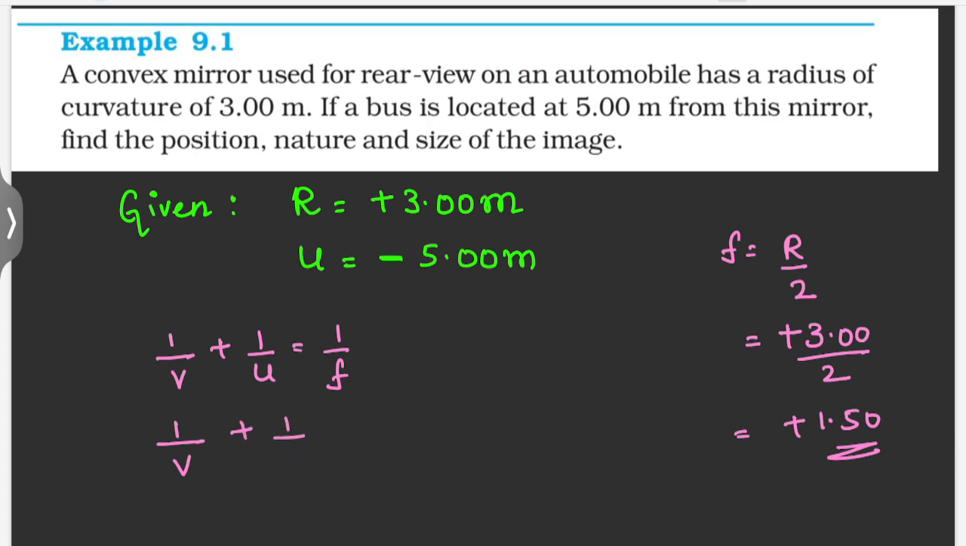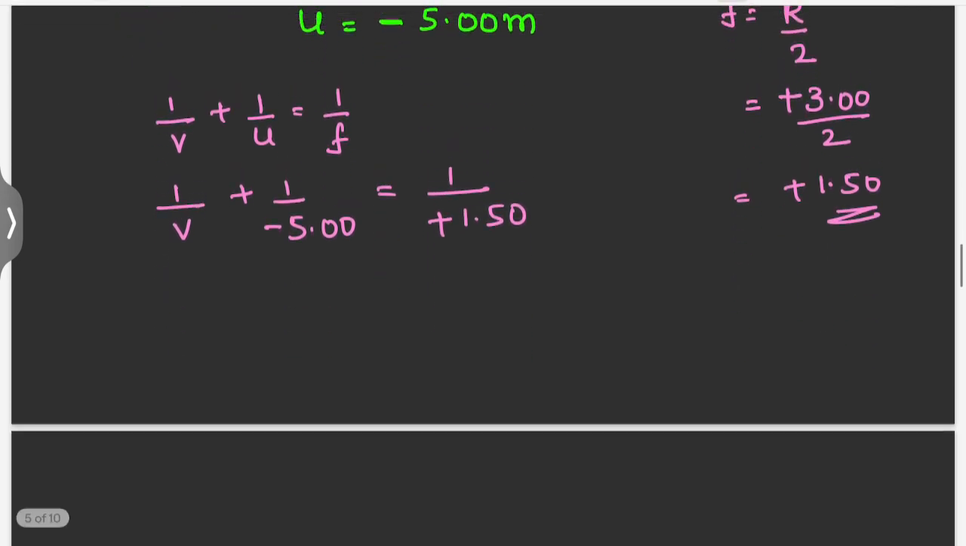Let us substitute the U value, minus 5.00, is equal to 1 divided by F, and the F value is given as 1.50. Now let us simplify this. If two signs are there, a plus sign and a minus sign, you have to multiply these signs. Plus into minus, you will get a minus sign here. In the next step, let us simplify the sign. 1 by V minus 1 by 5.00 is equal to 1 divided by 1.50. So this is how you will simplify.